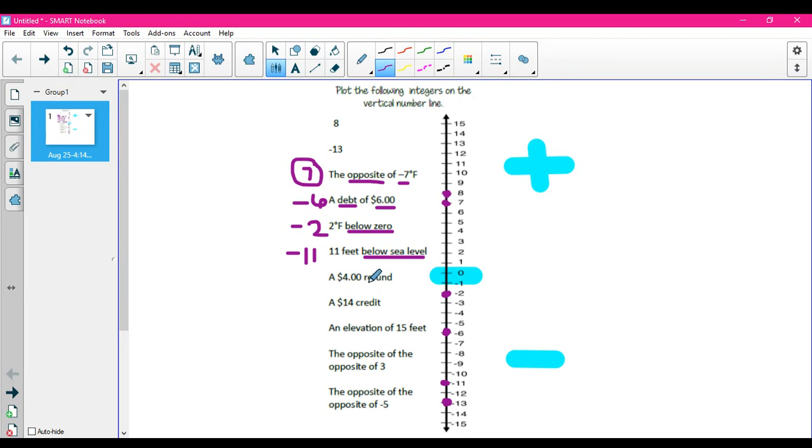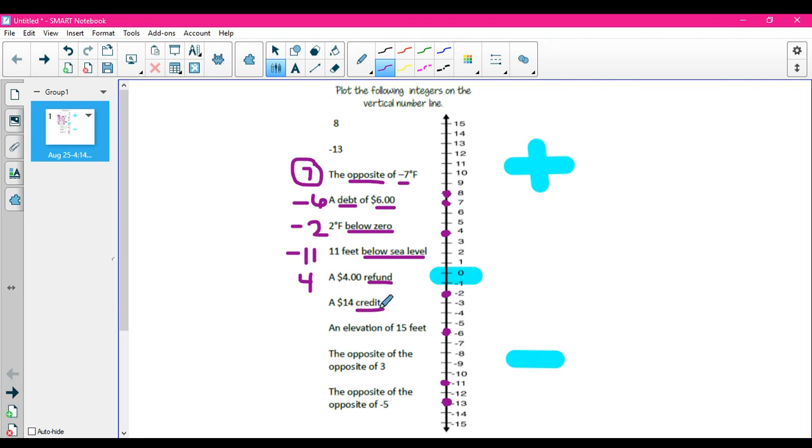A $4 refund. Now, refund is an interesting one because if you're getting a refund, you're going to the store and returning something, and you are actually getting money back. So that is going to be a positive for you. So it is a positive 4 because you are getting money back. So positive 4 needs to be plotted.